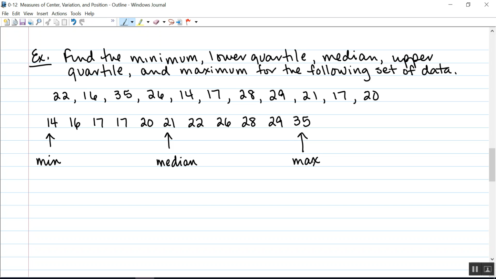And now I need to find the upper and lower quartiles. So I'm going to look at the lower half of the data. I'm not going to worry about the median, but I'm going to go from these numbers 14 through 20. And the median of that, the number right in the middle, is going to be this number right here, 17. That's my Q1. And then not looking at the median, but looking at everything from 22 to 35, my number in the middle is going to be 28. So that's going to be my Q3, my upper quartile.